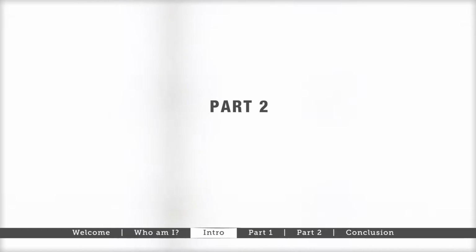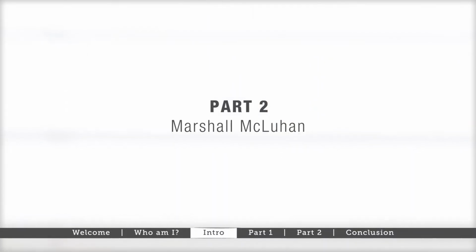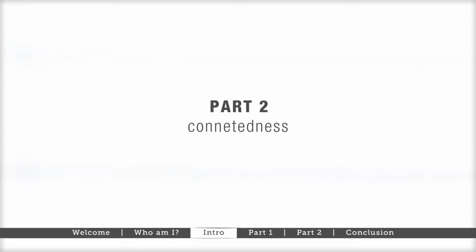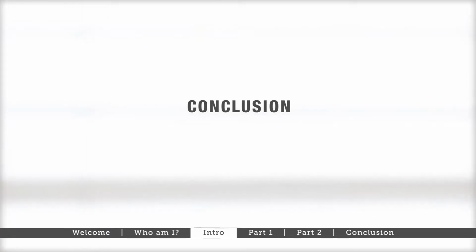Part 2 contrasts these ideas as we focus on this media and its designed environments within, which can be harnessed to ensue social good and encourage co-creation in these digital spaces. In this section, we will discuss how Marshall McLuhan's notion of the global village was a warning of becoming a universal consciousness, but that through this connectedness, users are able to cause positive social change. Finally, I will wrap up the discussion in the conclusion and present a solution for us and other people to continue discussing the ideas presented here.